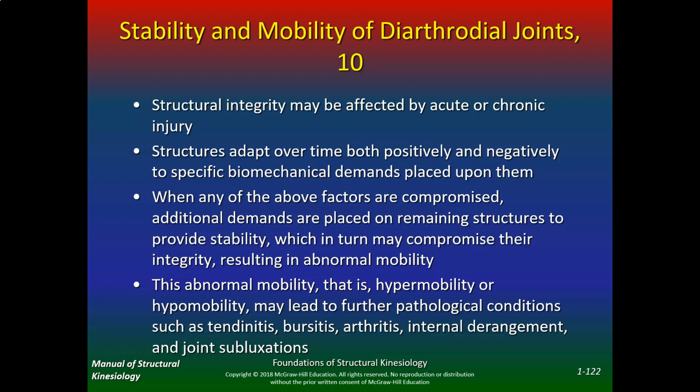This abnormal mobility, that is hypermobility or hypomobility, may lead to further pathological conditions such as tendinitis, bursitis, arthritis, internal derangement, joint subluxation. So all the itis brothers, all these injuries occur because these joints are not functioning the way they should. So see, now you're understanding injury, but you had to understand normal. So you understand the mobility stability concept. Now you'll be able to pick out abnormal.